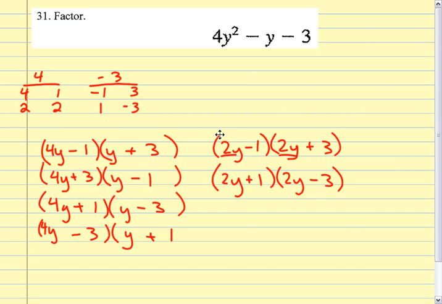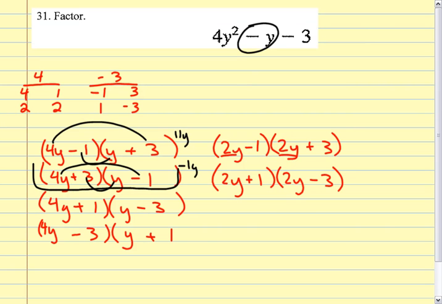Okay? Now, remember when we're trying these, we want to do the outsides, 12y, and the insides, -1y. So that gives us 11y. Is that what I'm looking for? No. I could do -4y and +3y. That gives me -1y, or just -y. Oh, that is what I'm looking for.